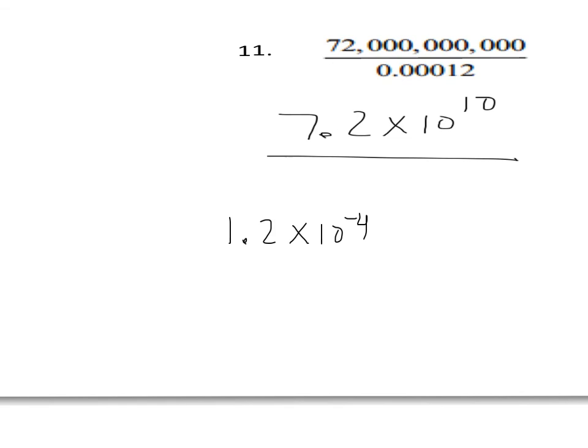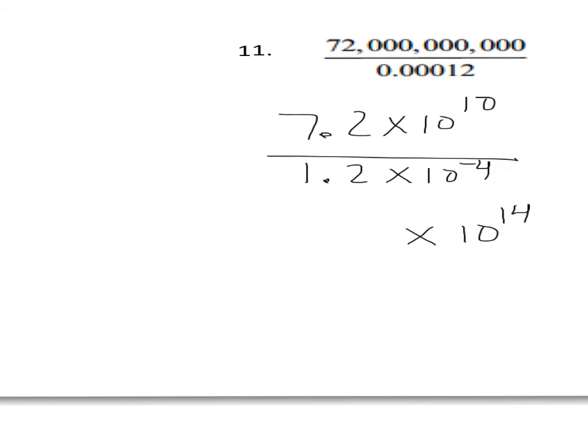So if I subtract, I know I'm going to end up with times 10 to the 14th, because 10 minus negative 4. Now, the other piece you need to do is divide 7.2 by 1.2. And you get 6. So you get 6 times 10 to the 14th. The base is between 1 and 10, so we're good to go.